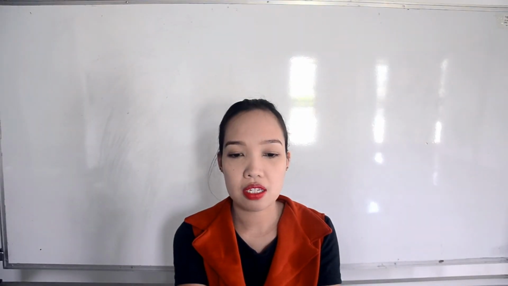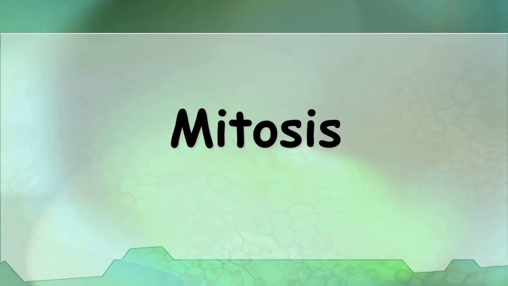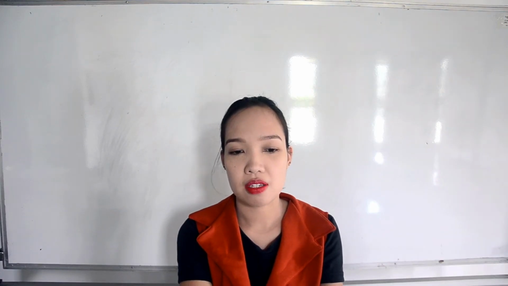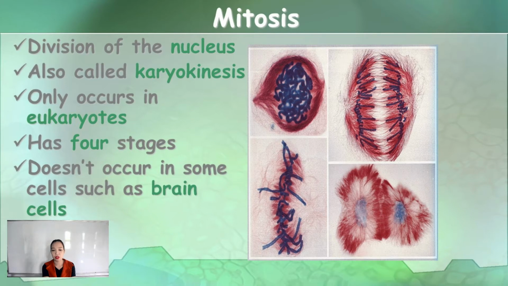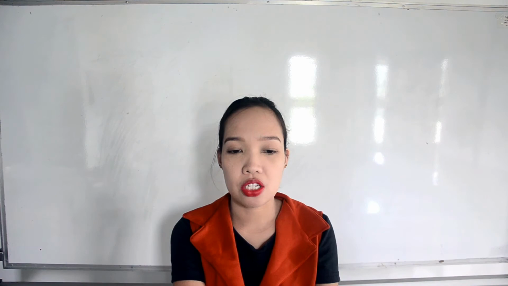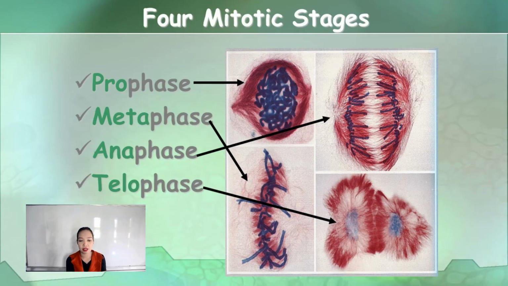After the interphase, mitosis now occurs. What happens during mitosis? It includes the division of the nucleus. It is also called karyokinesis, and it only occurs in eukaryotes. Mitosis has 4 stages, and it doesn't occur in some cells such as brain cells. These are the 4 mitotic stages. We have the prophase, metaphase, anaphase, and telophase.